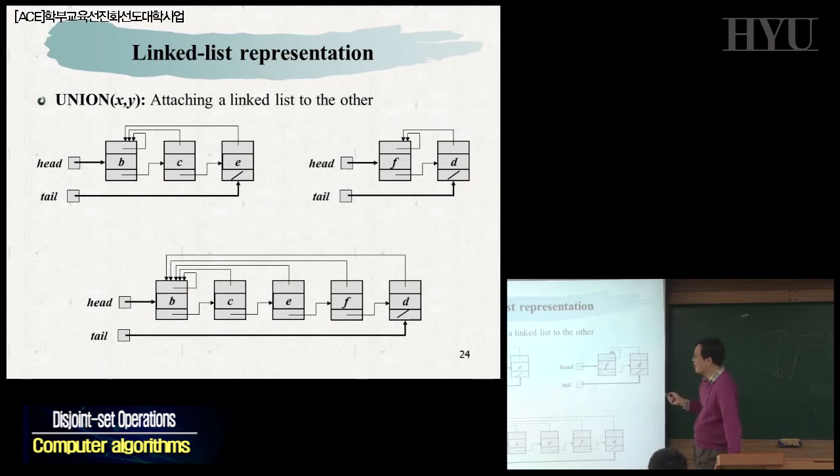And then there should be only one representative member. So F and D should point to B as their representative members. Okay, then we get this linked list.